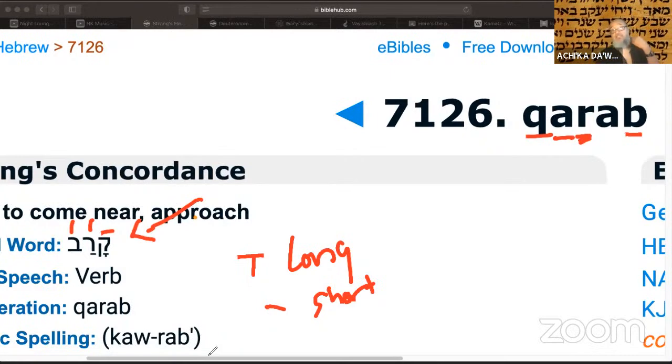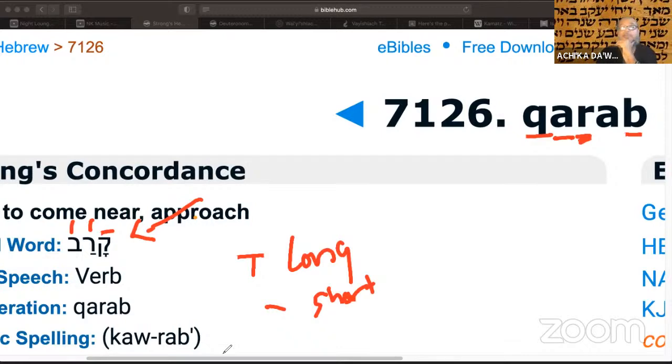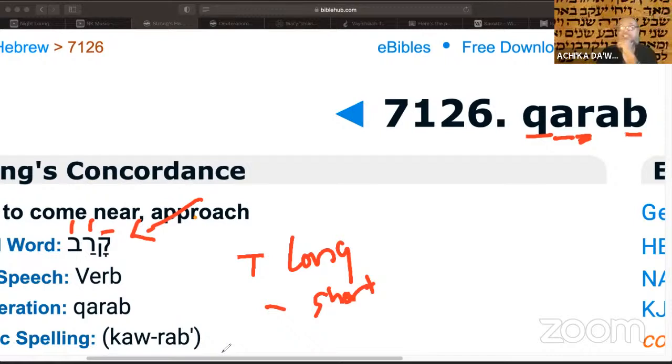So we got 3 letters. So it makes it what kind of root? Parent or child? Child root. Is it a legitimate child or is it an adopted child? Adopted. It's adopted. Thank you. It's not a legitimate child because it doesn't have an aleph, a hey, a vav, or a yod. It doesn't have it. So that's how you're going to find out what something is.